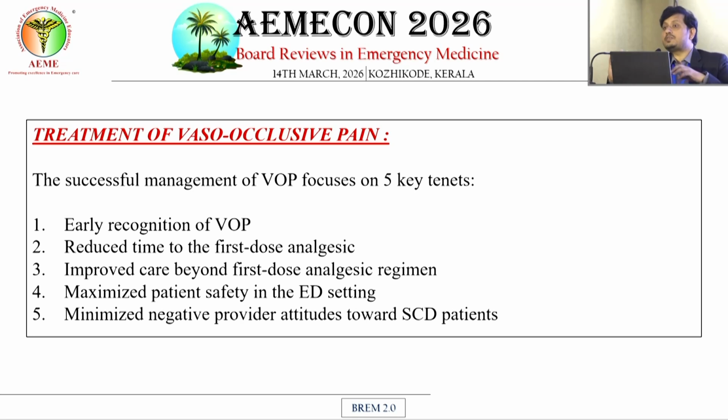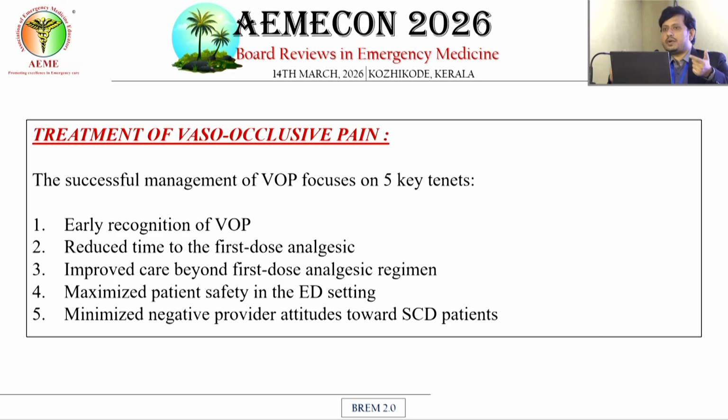Now, if the patient is presenting with vaso-occlusive pain in the ED, whenever the patient presents to the ED, we should target only five points we have to remember. The first point is early recognition of the VOP. Any patient walking in with pain, we will think of some other pain. But always remember, for SCD patients walking in with pain, you think first about the VOP only, that is vaso-occlusive pain. And reduce the time to first dose of analgesia.